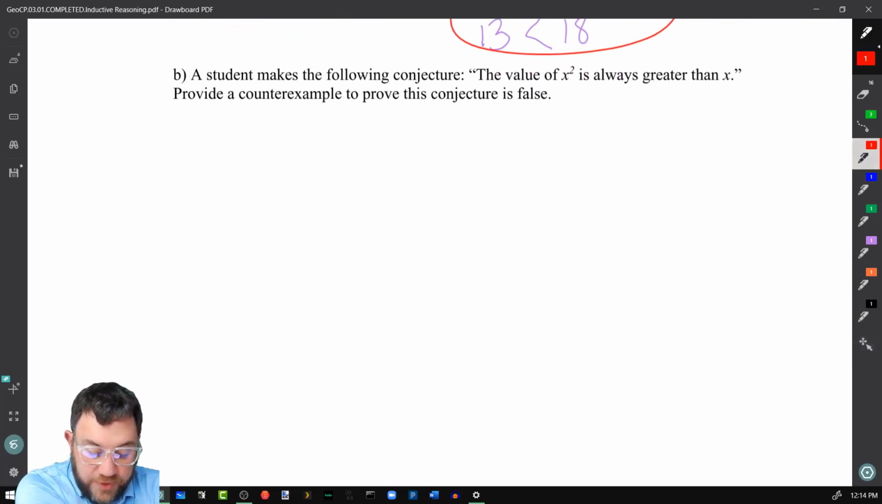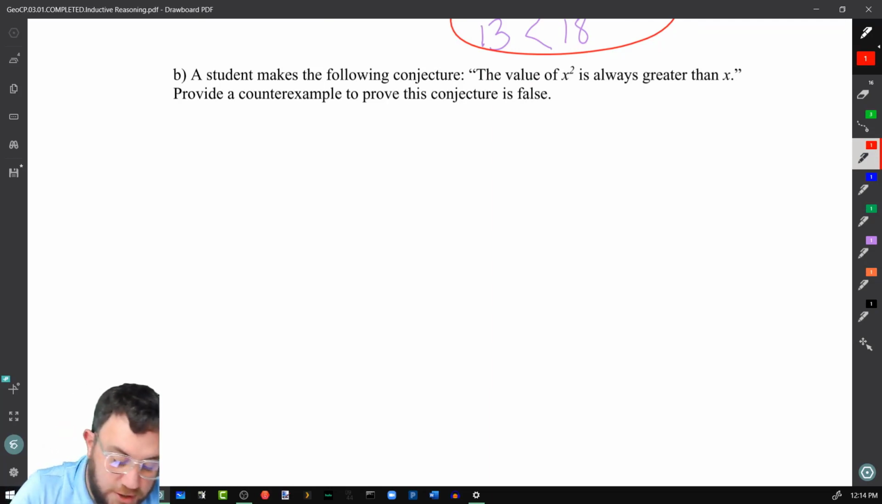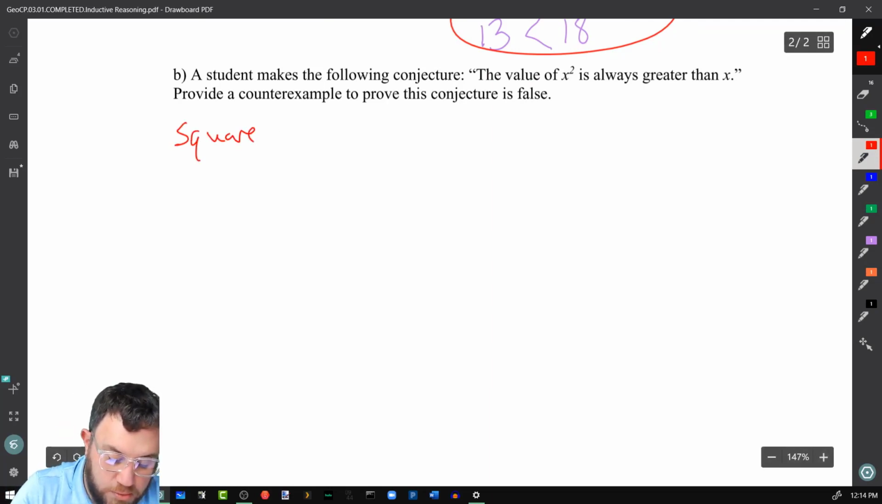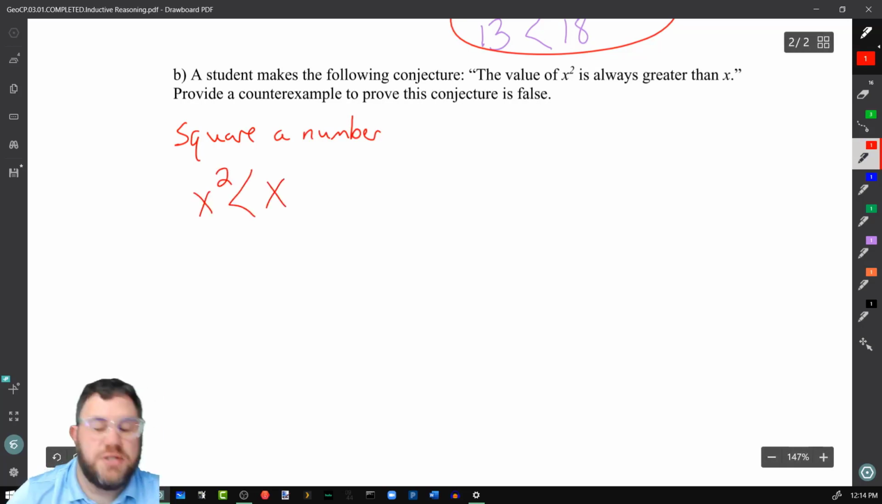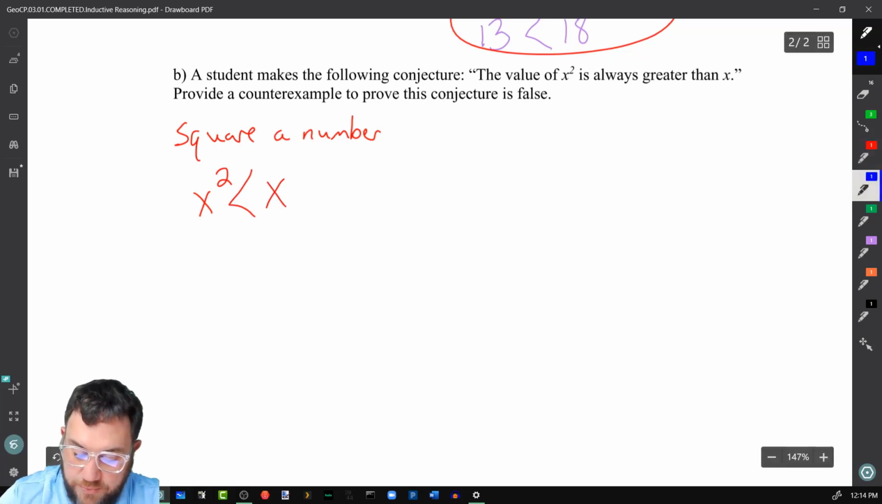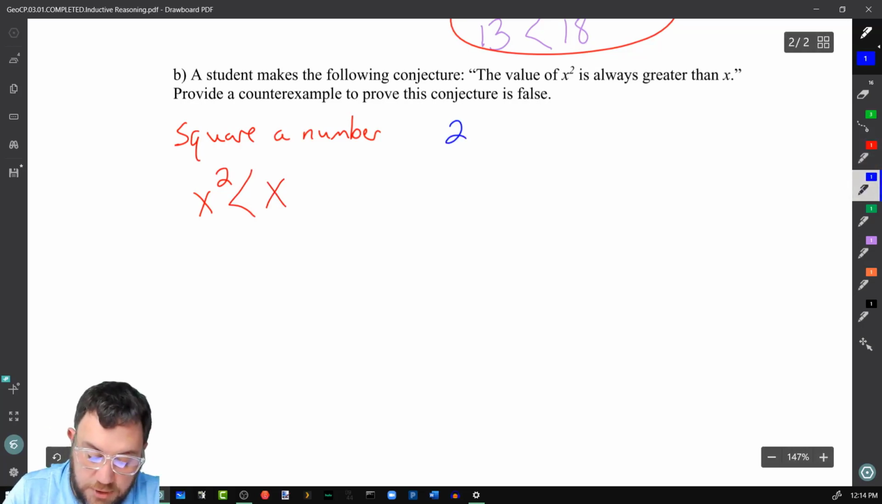For B, a student makes the following conjecture: the value of x squared is always greater than x. Provide a counterexample to prove this is false. So we want to square a number, but we want, because this says x squared is greater than x, we want to have a situation where x squared is less than x. So let's pick a number. Let's just start with something simple. 2. 2 squared is 4. Is 4 less than 2? No.